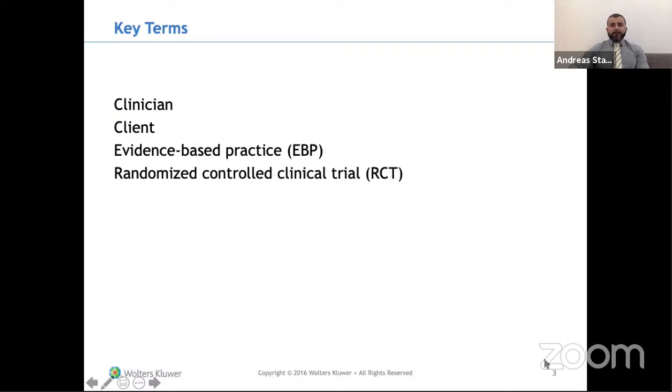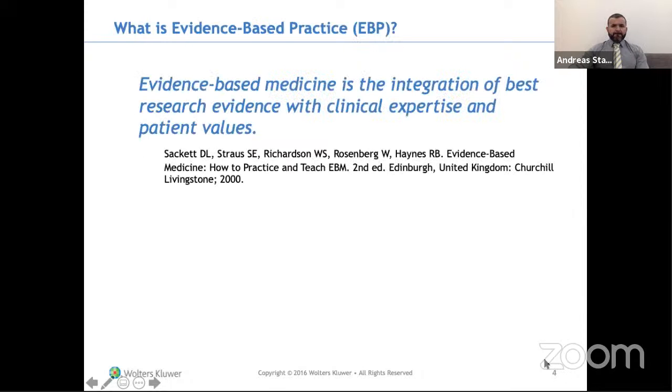And if you see our book at the very end, it has explanations about all the terms. So there's a glossary with the terminology for each chapter. So here we see clinician, client, evidence-based practice, and randomized control clinical trial, or randomized control trial, RCT. That's something very important also to understand from this chapter.